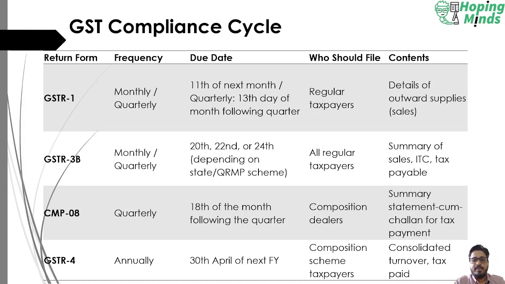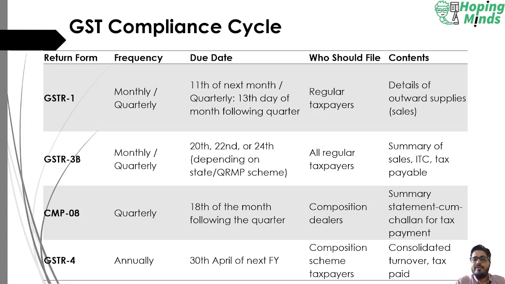Next is GSTR3B. Again, GSTR3B is a monthly or quarterly return as opted by the taxpayer. GSTR3B is a summary of sales, input tax credit and tax payable. All the regular taxpayers are required to file GSTR3B within the due dates. If not filed within the due dates, it attracts late fee along with interest. So in GSTR3B, the sales data is automatically populated from the GSTR1 that has already been filed by the taxpayer for that particular month.